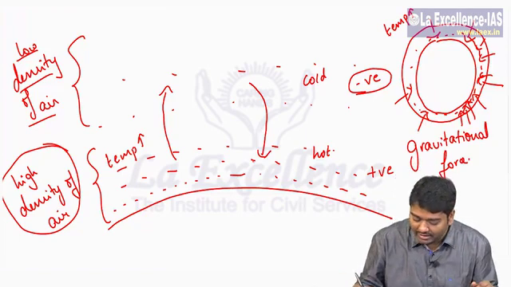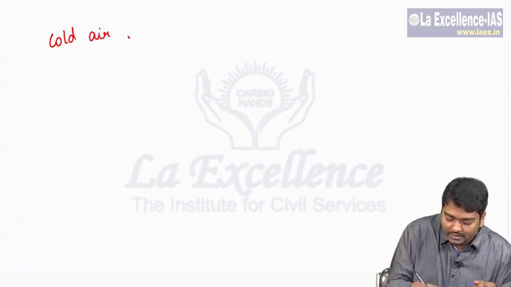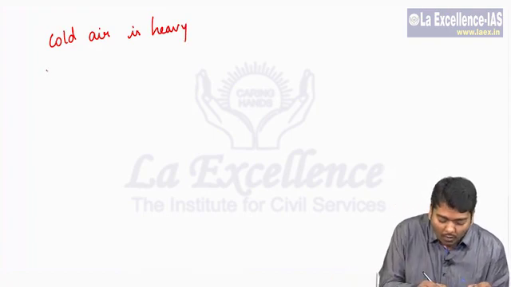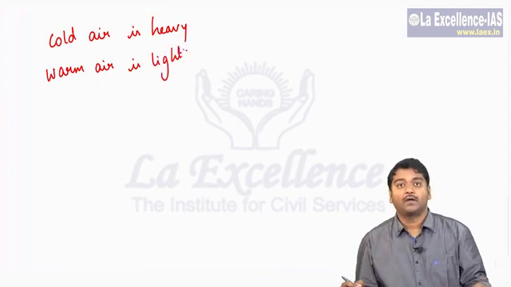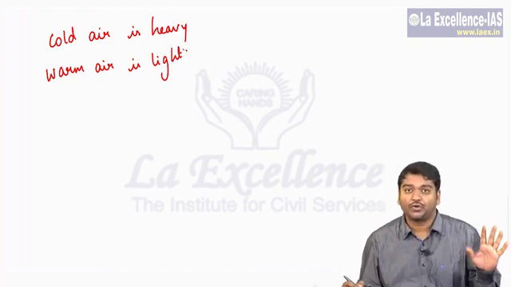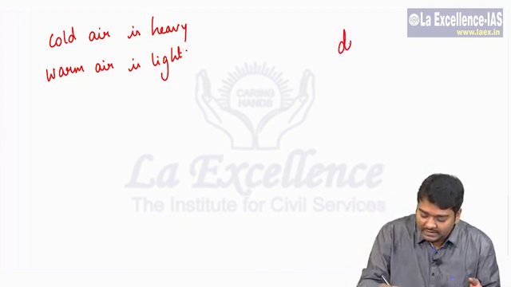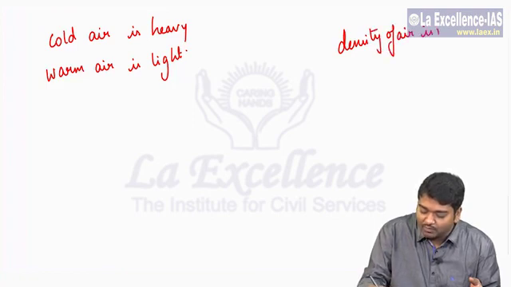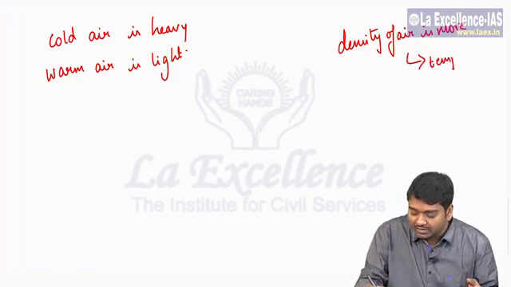Second, I want to tell you that cold air is heavy. Warm air is light. Here I am taking a second example. First, what I told you: when more particles are present, that is, if the density of air is more, then temperature will be more.